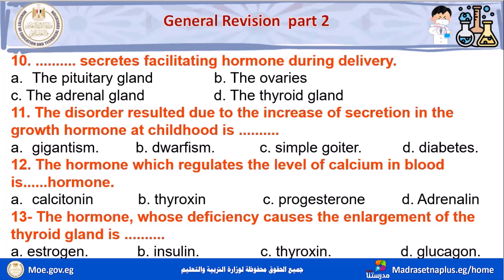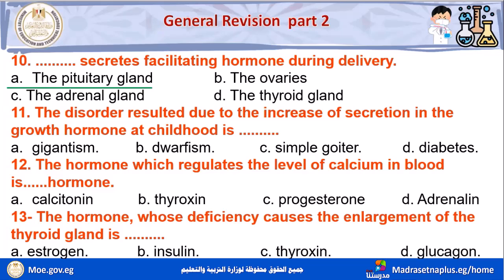Question number 10. Space secretes the facilitating hormone during delivery. Letter A, the pituitary gland. Letter B, the ovaries. Letter C, adrenal gland. Letter D, the thyroid gland. The pituitary gland secretes the facilitating hormone during delivery.